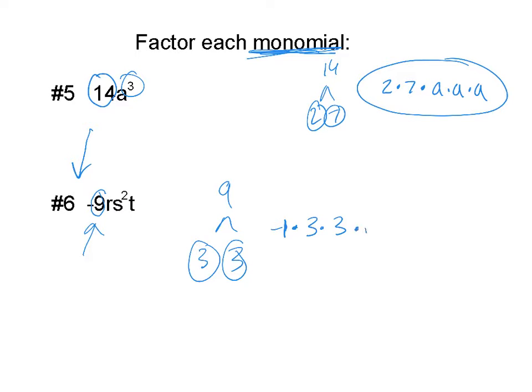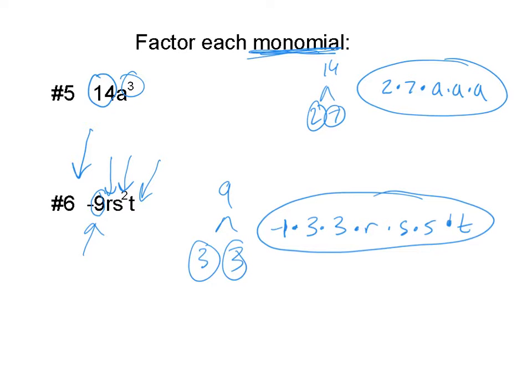We have 1 R, right? See that 1 R? 2 S's, times S times S, and 1 T, times T. And there we go. There's our final answer.